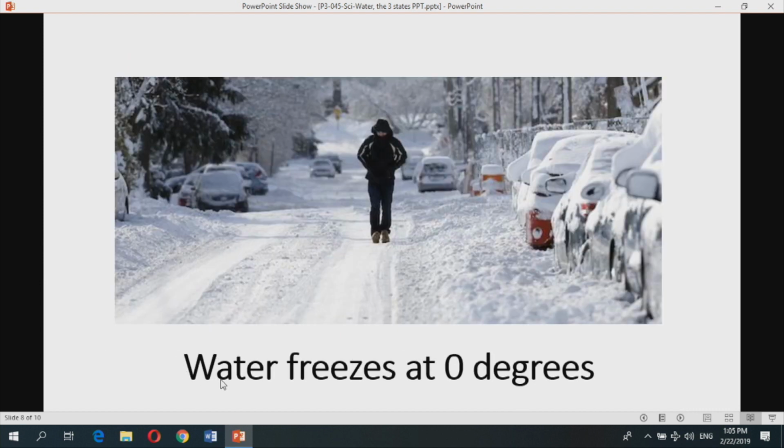Water freezes at 0 degrees. Yes, that's the point of freezing. You can see here in this picture, this place is very cold. Look at the floor. Freezing. All of the cars frozen.